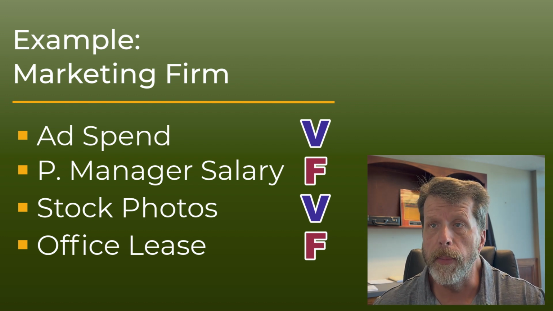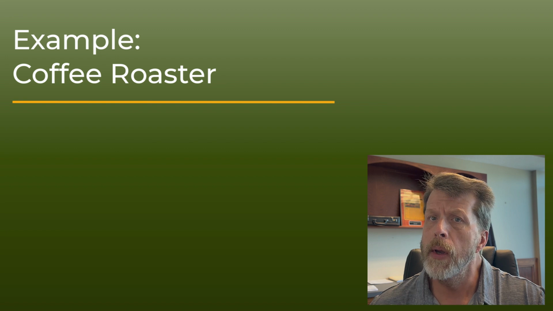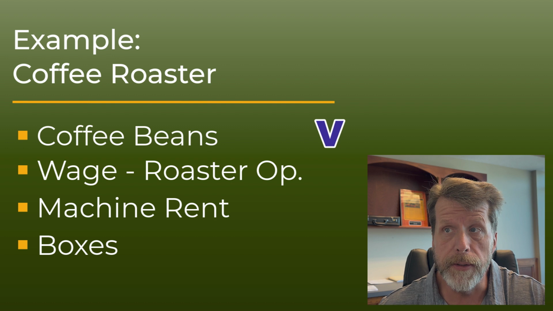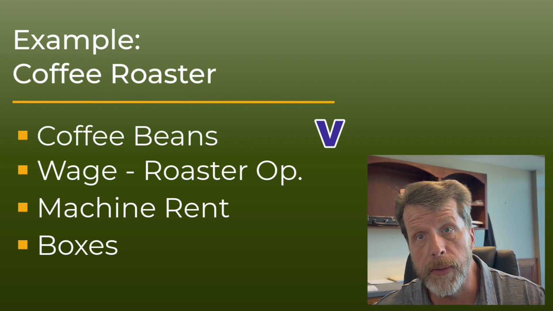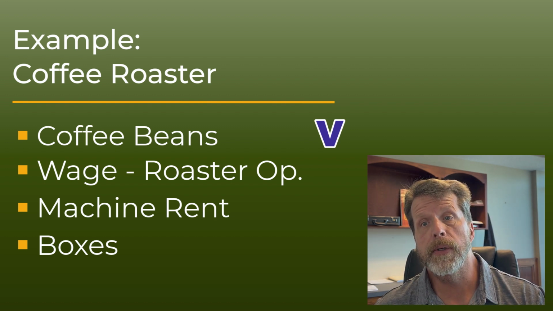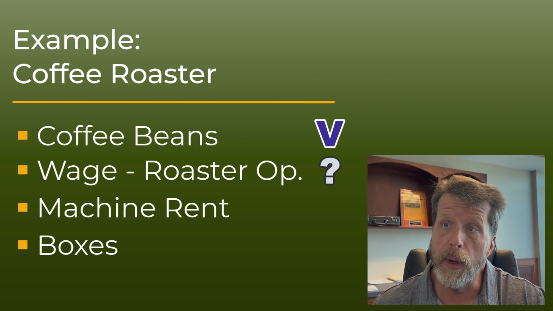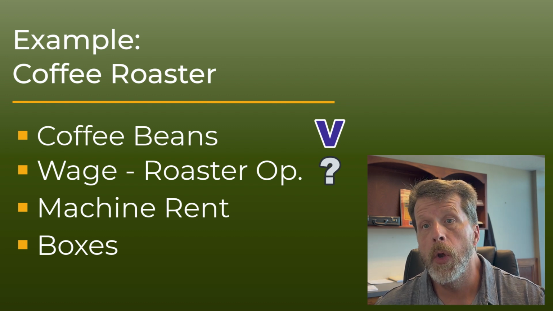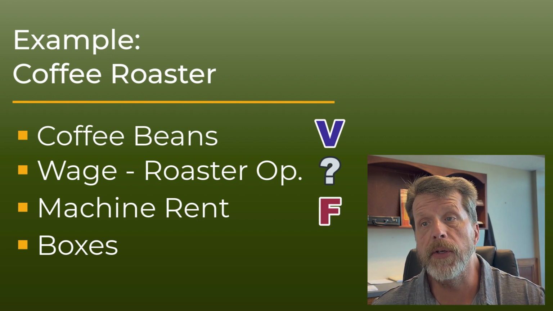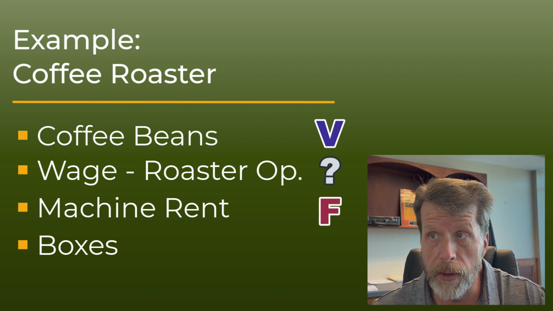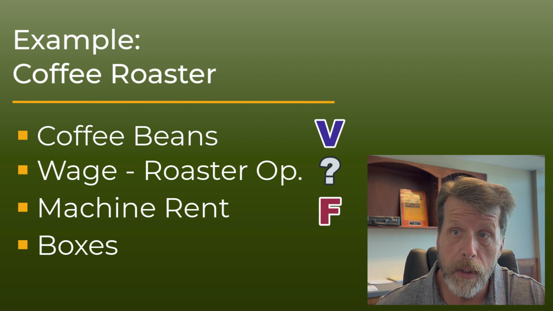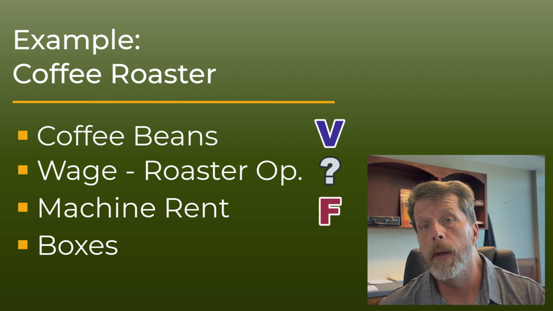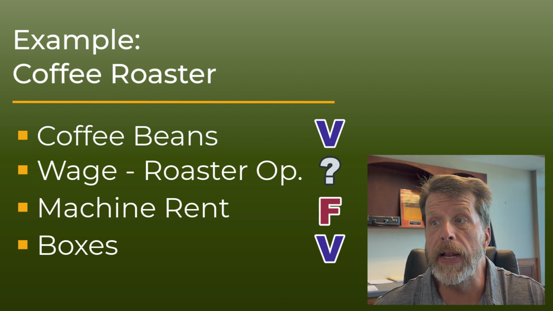Let's look at another type of company, a coffee roaster. The green coffee beans, variable. As your customers' demands increase, so does the amount of coffee beans you need to purchase. The roaster operator wage, it can be variable if paid per pound, or fixed if it's salaried. Rent for the roasting machine, fixed. You either have the roaster or you don't. And since this is your business, you have it, even if you don't have many customers today. The cardboard shipping boxes, definitely variable.